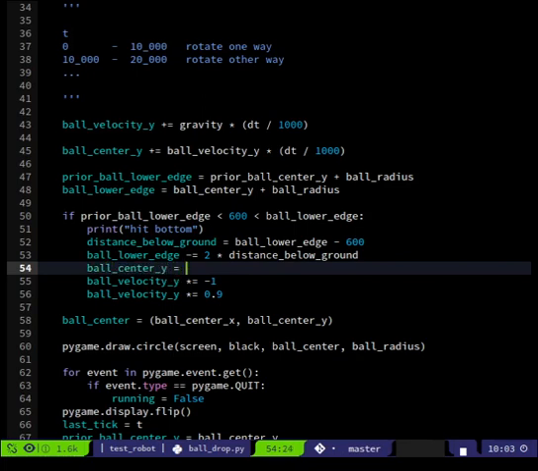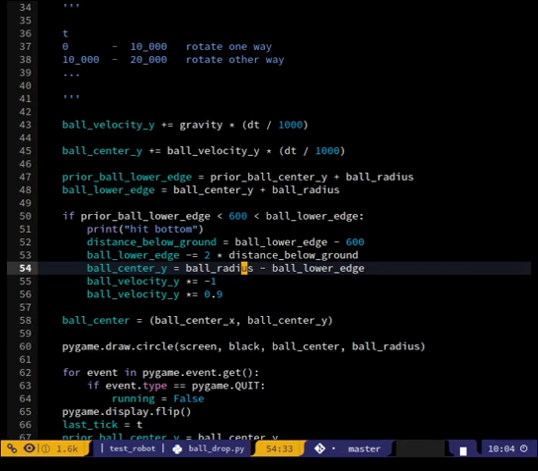Ball center y is equal to ball radius. Is that a minus? Yes. Minus ball lower edge. I think we want to flip these two around. We take where the ball lower edge is and subtract away the ball radius to get to the ball center y.